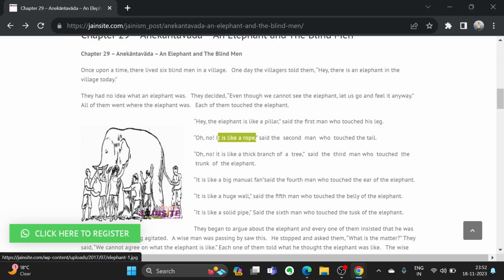Let's take another example. Let's take the example of this blind man who is touching the ear. What will he say? He will say that the elephant is like a big manual fan. Okay, so are these two men correct? Yes, both of them are correct from their point of view. But is any of these men's knowledge absolute? No, their knowledge is only relative. The reality is many sided, but they only have access to certain aspects of reality because their perception power, or the power to gain knowledge, is itself limited. Right? So, this is the basic point that Jainas are trying to convey using this metaphor.